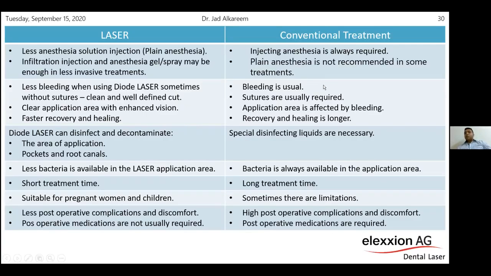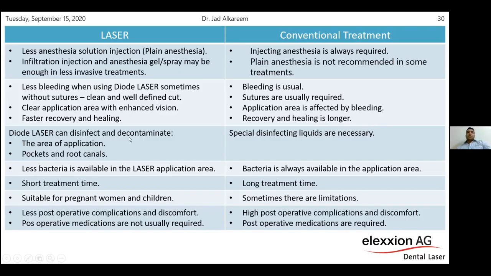If you compare it with the conventional method, the bleeding is something usual. Most of the time, in very extensive surgery, you will have to do sutures and stitching. The application area is affected by the bleeding, so the dentist is not able to see what he's doing. The recovery and the healing, of course, is much longer.